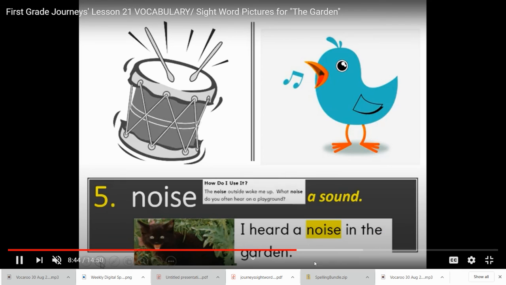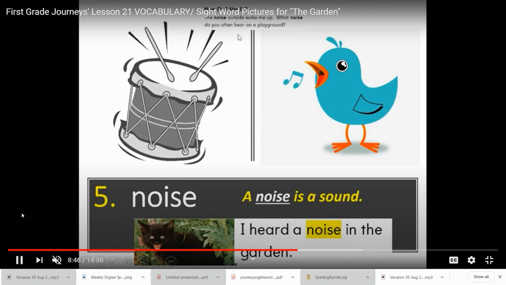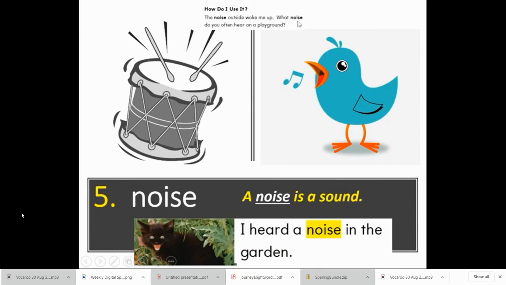How do I use the word noise? The noise outside woke me up. What noise do you often hear on a playground? Our vocabulary word is noise.